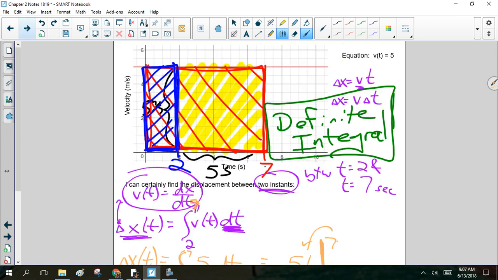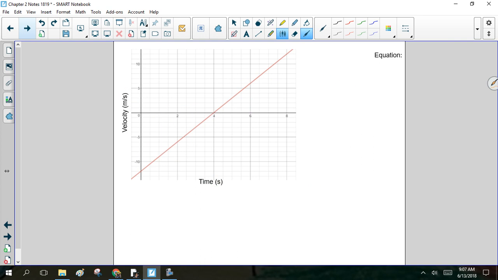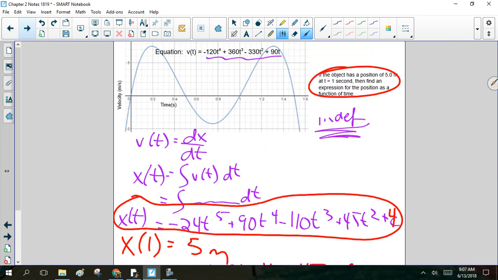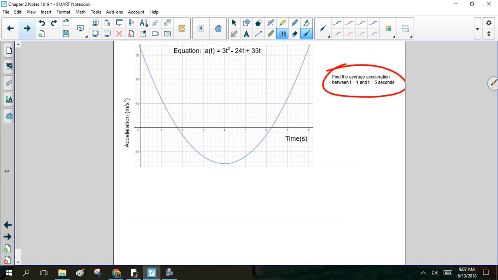So in order to find this average acceleration here, A average is change in velocity over, technically we're changing time, but whatever. So we need to find our change in velocity between 1 and 5 seconds. So this is a definite integral. I'm going to find the change in velocity using a definite integral and then divide it by the time. All right?